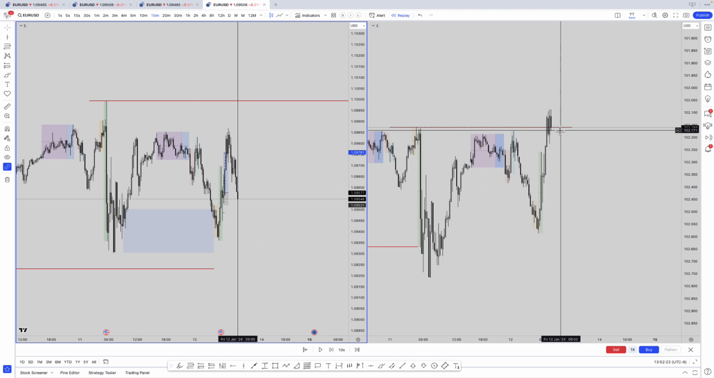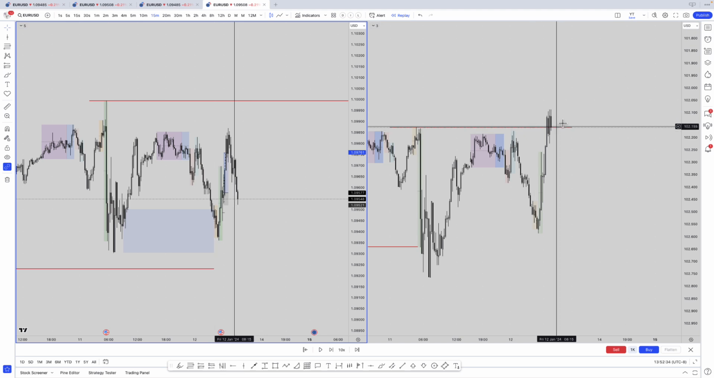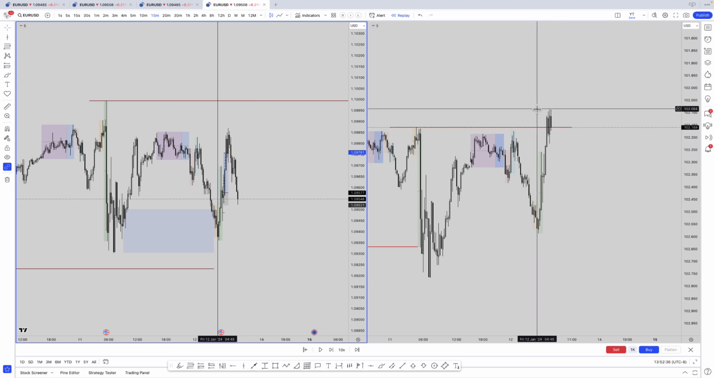I 100% believe that if you trade a liquidity style of trading or an algo style of trading of any kind, you should definitely learn how to use the DXY properly.